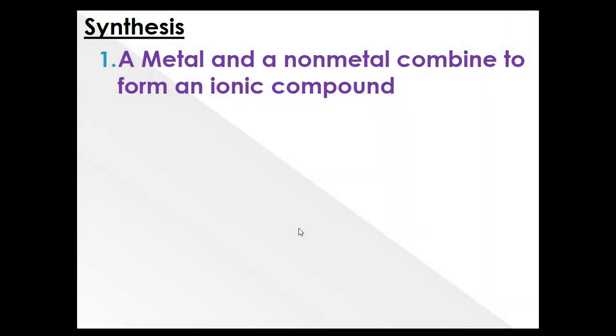So let's jump into synthesis. There are several rules that we're going to talk about for synthesis. Rule number 1 is a metal and a nonmetal combine to form an ionic compound. It's very simple. This is where we're going to use our crisscross and reduce. So we have Na plus Cl2. We're going to figure out what the charges are. Na is in group 1, that's a +1 charge. Cl is in group 17, that's a -1 charge. If you crisscross and reduce those numbers, you get Na and Cl.